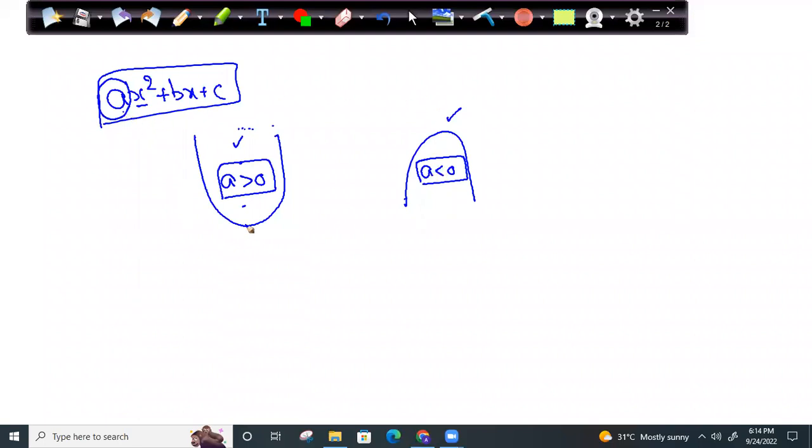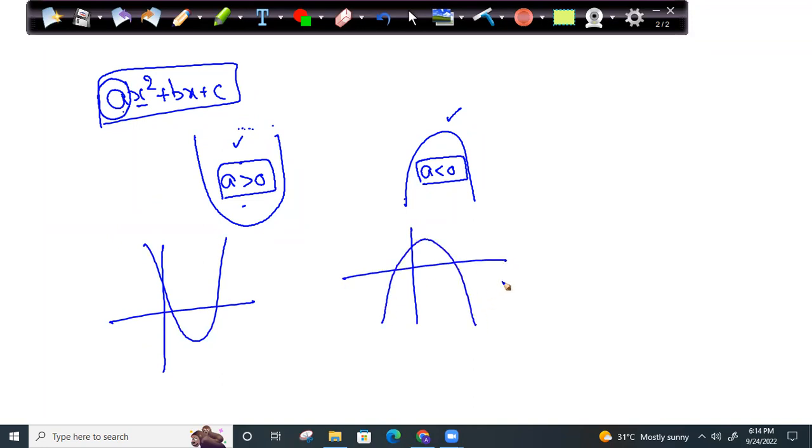So, simple, right? One point we learned. My parabola can be like this, or like this. Now, what is this point called? These points are called Y-intercepts. Why? Because the quadratic function is intersecting the y-axis at this point. That is the reason these are called Y-intercepts.